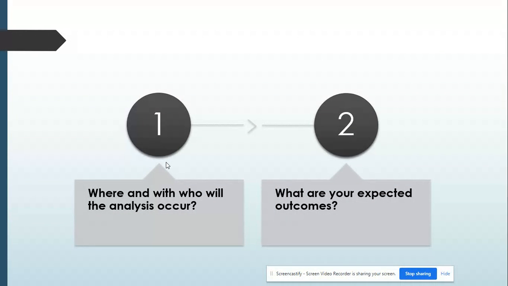So where and with who will analysis occur? And what are your expected outcomes after the analysis is done? Right now, I want you to think back to some things that we have already talked about in these videos that we've been doing together. That's the cycle process, how data should be a reflection of what your purpose is. In other words, what is my purpose? What am I assessing? Will the assessment really tell me what I need to know? Is it a screener? Is it diagnostic? Is it for progress monitoring? Exactly what is the expectation?